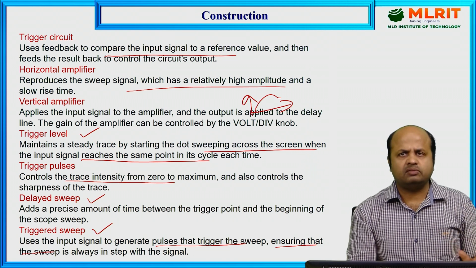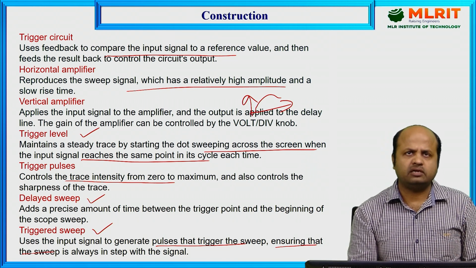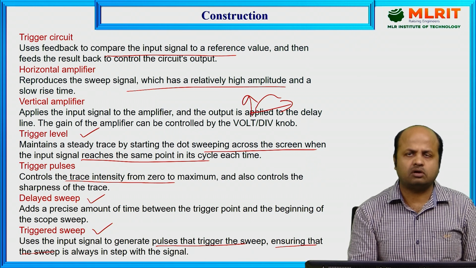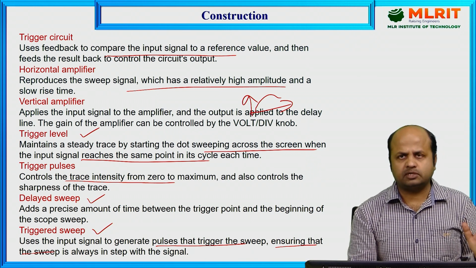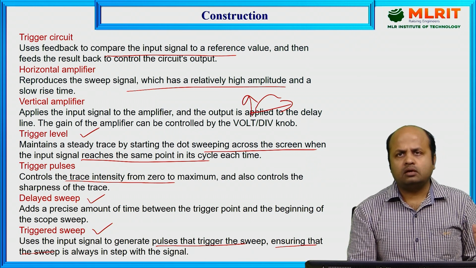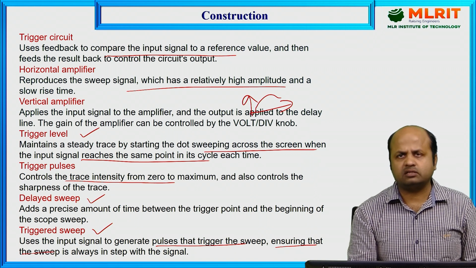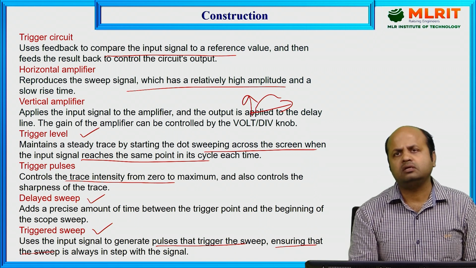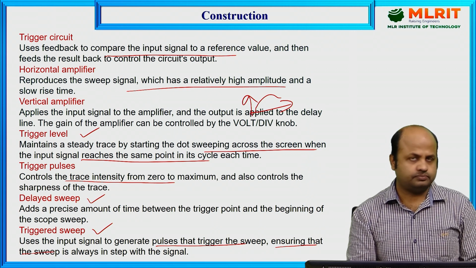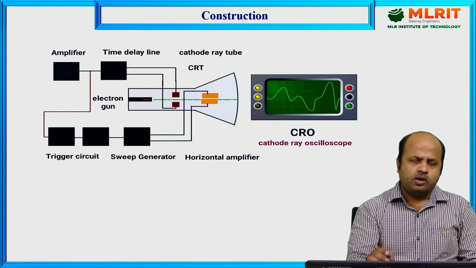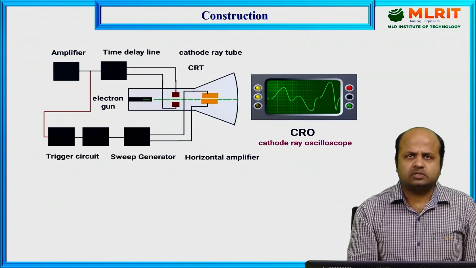So basically in 3-4 lines we can understand that the construction of a triggered sweep CRO consists of a trigger circuit, horizontal amplifier, vertical amplifier, sweep generator and CRT. These 4 components are enough to design a triggered sweep CRO. So with the help of a diagram we will try to see.